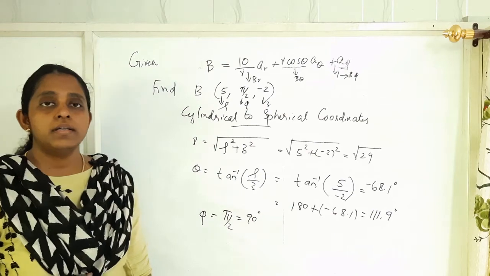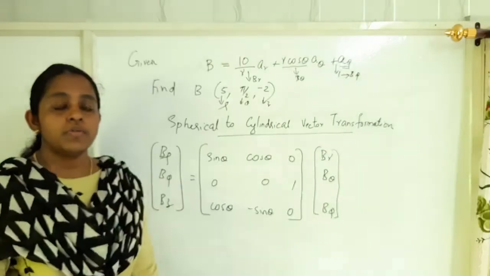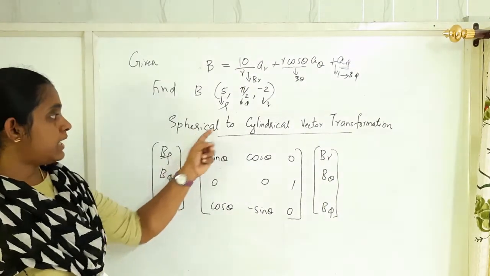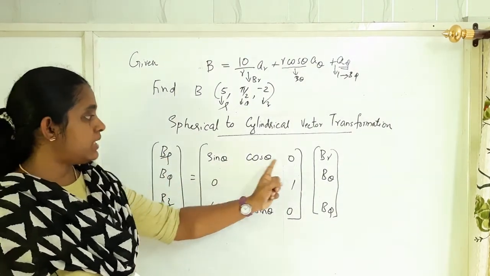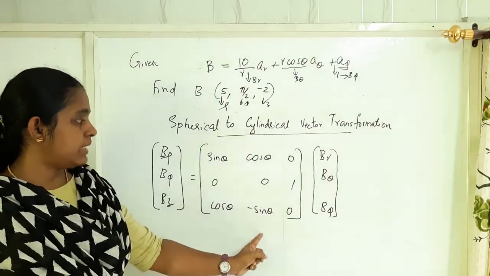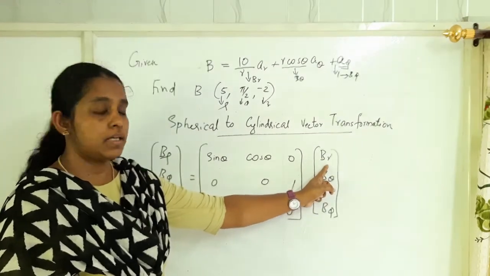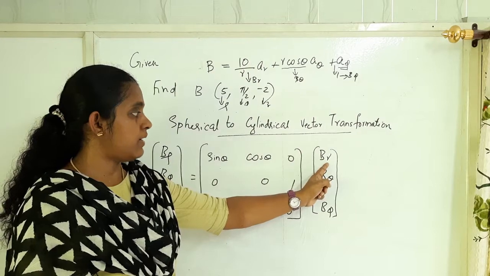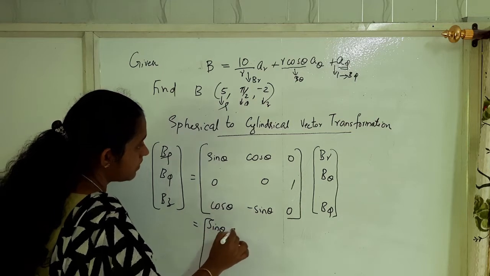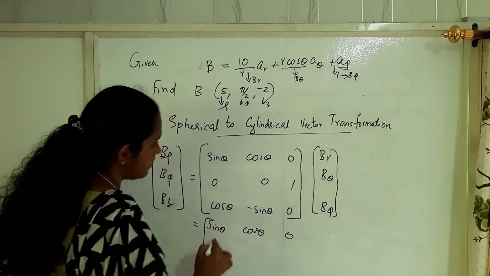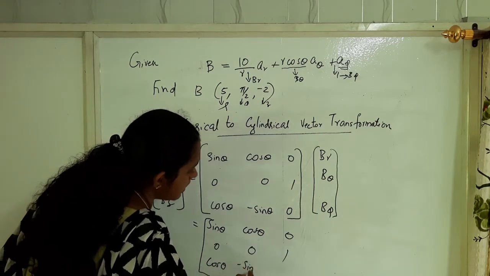Now we have to apply the transformation matrix for converting from a spherical vector into a cylindrical vector. The transformation from spherical to cylindrical is: b rho, b phi and b z equal to the matrix sin theta, cos theta, 0; 0, 0, 1; cos theta, minus sin theta, 0, multiplied by b r, b theta and b phi. Now we can substitute the coefficients of the spherical vector b r, b theta and b phi.